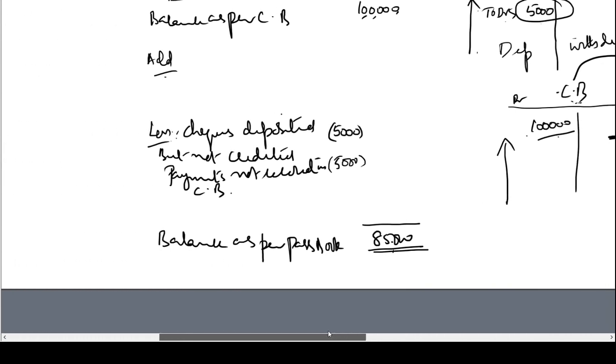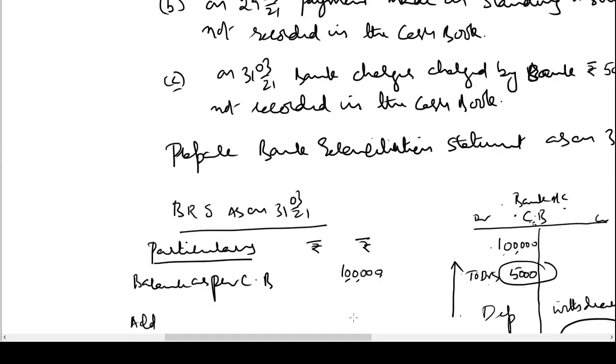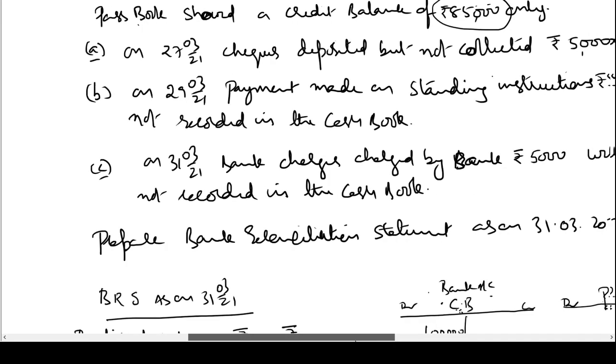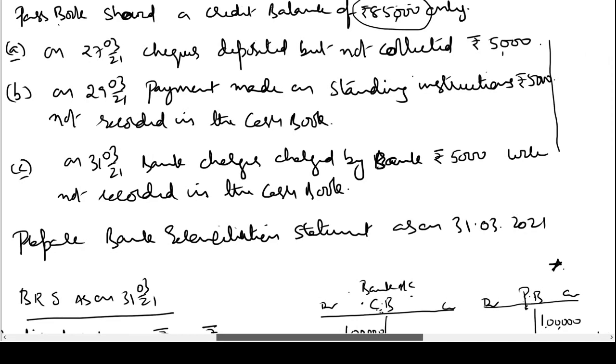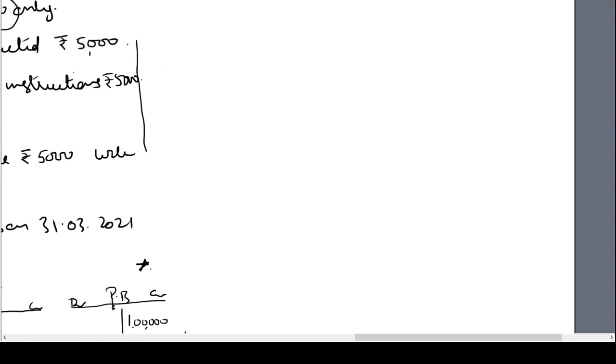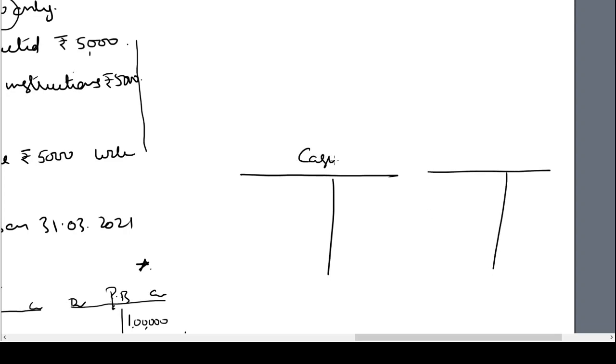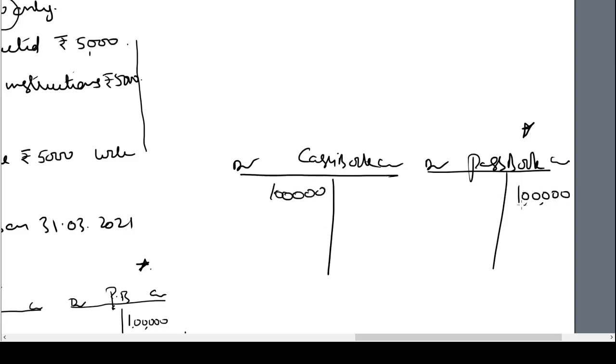Okay. Now let us see the third transaction. On 31st March 21, bank charges charged by the bank, rupees 5,000, were not recorded in the cash book. Let us again take a separate working note for that. Again I have cash book here and passbook here. I am putting a star mark to the passbook because I want to make cash book equal to the passbook. Debit, credit, debit, credit. I'll start with debit in cash book and credit in passbook. This 1 lakh I'm writing, just make them equal, but they have the balance on the same side.